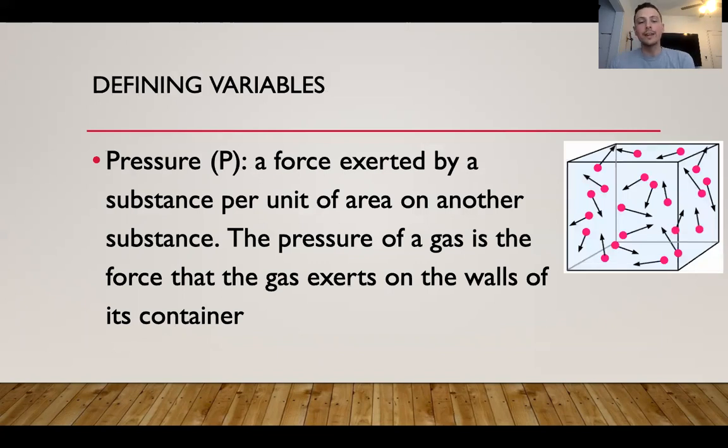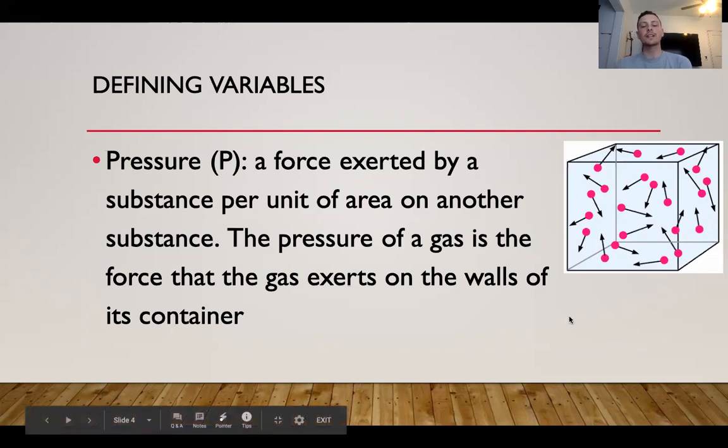So gases have several key variables that we're going to be talking about, and all these variables are related to each other in ways that we'll see throughout the rest of this unit. The first one is pressure, which we represent with a capital P. And pressure is a force exerted by a substance per unit of area on another substance. So the pressure of a gas has to do with how quickly those molecules are moving around and bumping into the sides of whatever container they are in. So the pressure of a gas is a force that the gas exerts on the walls of its container.